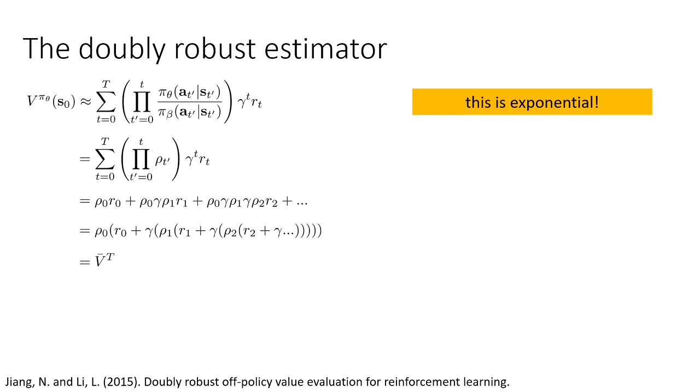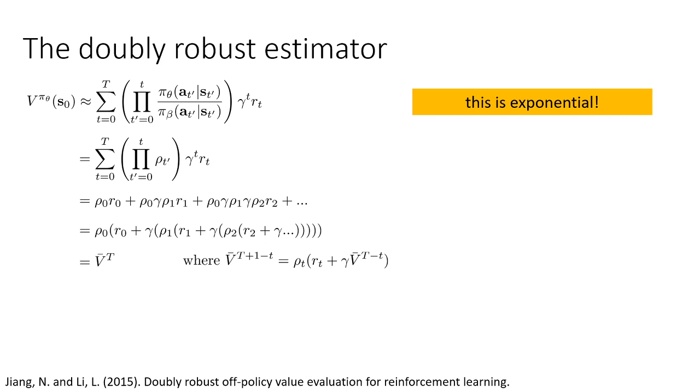And let's call this v bar superscript t. Now, v bar superscript t is an importance sampling estimator of v pi theta s0. And now you can notice that there's a recursion here. So v bar t plus 1 minus t is equal to rho t times rt plus gamma v bar capital T minus little t. Essentially, v bar capital T minus little t is the stuff in parentheses after the gamma.